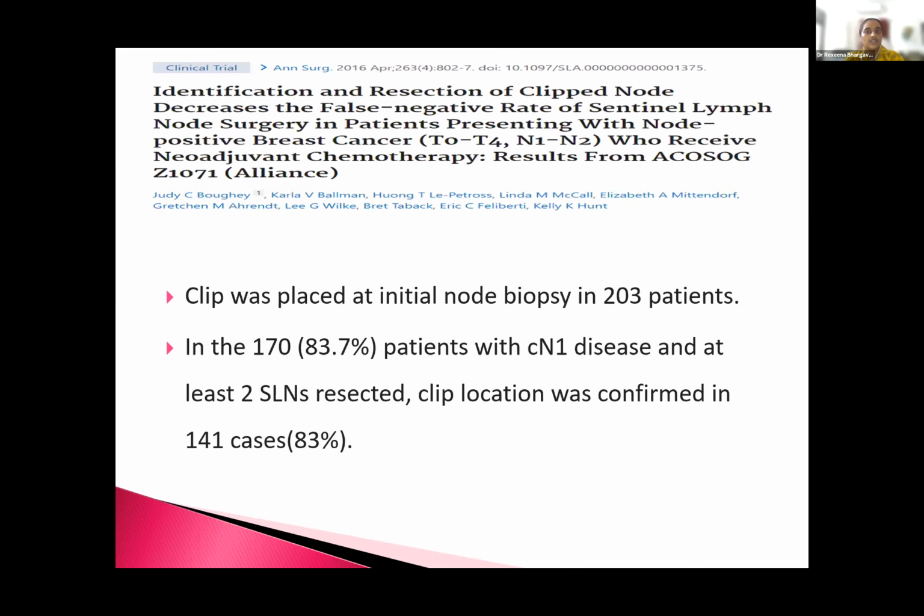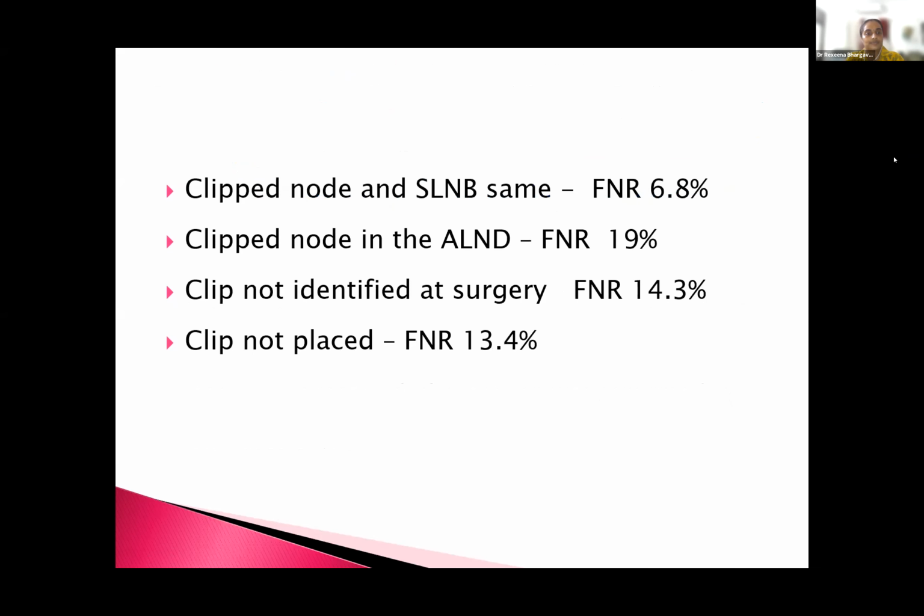So in patients of the ACOSOG Z1071 study, in some patients, a clip was placed at the initial node biopsy, in 203 patients, out of which 83% of the patients with node positive disease pre-chemo and at least 2 sentinel nodes resected, the clip location was confirmed in 141 cases. So when the clipped node and the sentinel node were the same, the false negativity rate was 6.8%. When the clipped node was in the axillary lymph node dissection, the false negativity rate was 19%.